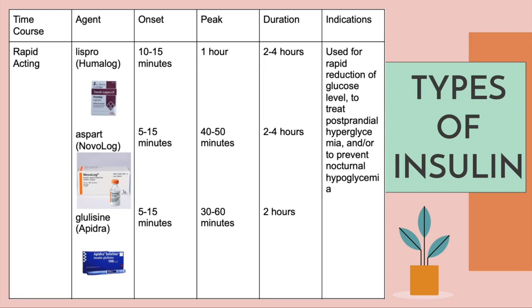The peak of Lispro is 1 hour, the peak for Aspart is 40 to 50 minutes, and the peak for Glulisine is 30 to 60 minutes. The duration for both Lispro and Aspart is 2 to 4 hours, while the duration for Glulisine is 2 hours. This rapid-acting type of insulin is used for rapid reduction of glucose level to treat postprandial hyperglycemia and or to prevent nocturnal hypoglycemia.